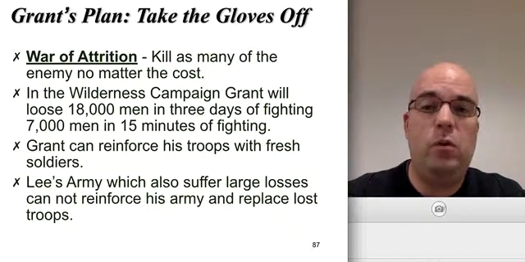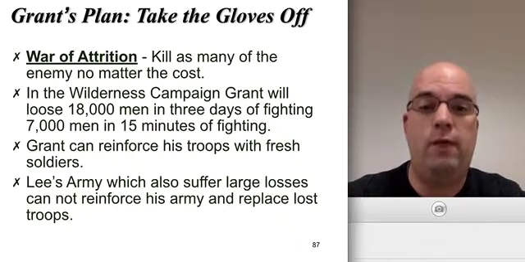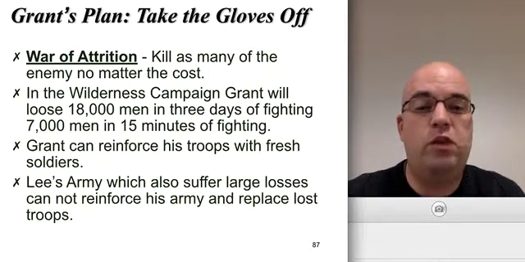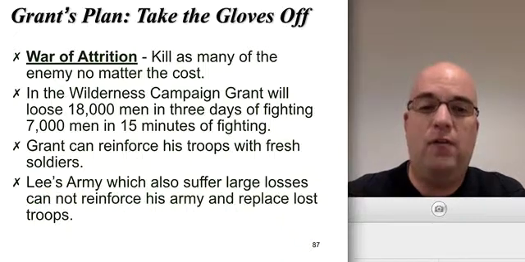For example, this is like in the Wilderness Campaign. Well, Grant will lose about 18,000 men in 3 days of fighting and about 7,000 men just in 15 minutes of fighting. I mean, this becomes almost like a slaughter as Grant sends wave after wave after wave of Union soldiers to get after Lee. Grant's willing to make those sacrifices because he knows that he can bring in fresh troops from the North, because the North has a draft. Even though it's very unpopular, it does have a draft. It does have a larger population to pull from, and it has African-American soldiers that are willingly volunteering into the army. So the North has a large soldier pool to pull from.